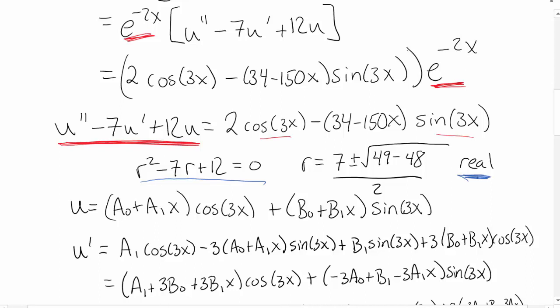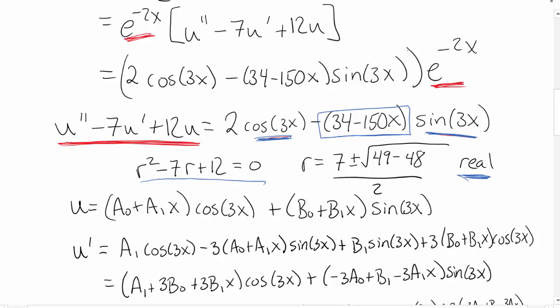The way I'm going to figure out the guess, though, is I have a sine of 3x, I have a cosine of 3x, and then the biggest degree polynomial I see on either of them is this one right here. That is a first degree polynomial. So what I need to do is guess a first degree polynomial times sine of 3x plus a first degree polynomial times cosine of 3x.